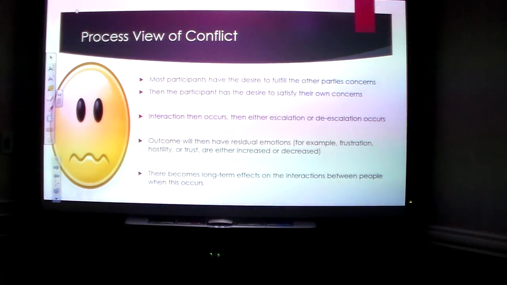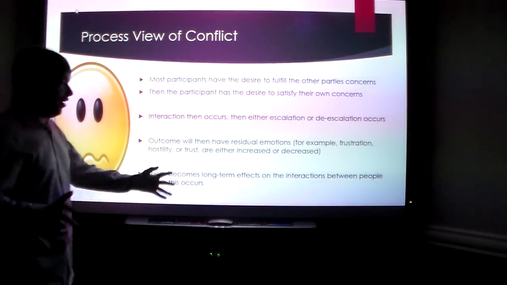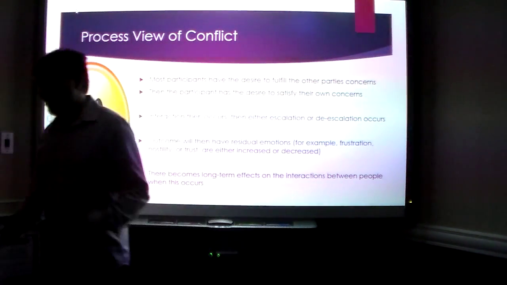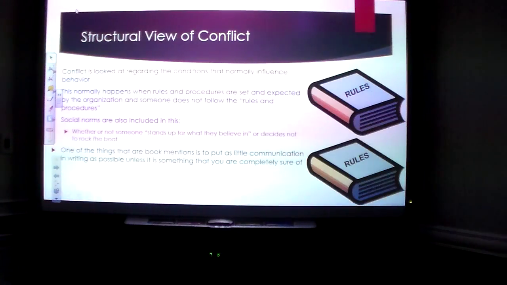So then there's going to be escalation or de-escalation because they had to do what they thought was right and they had to make the other person happy, which could lead to frustration, hostility, or trust. And that becomes long-term effects on things as well. So you have to be careful for that because in process, conflict-oriented people are actually going to want to fulfill the other party's concerns first, and then they'll worry about kind of what that looks like.